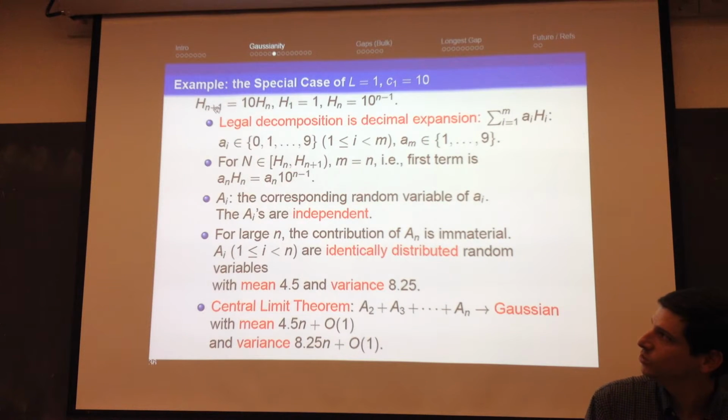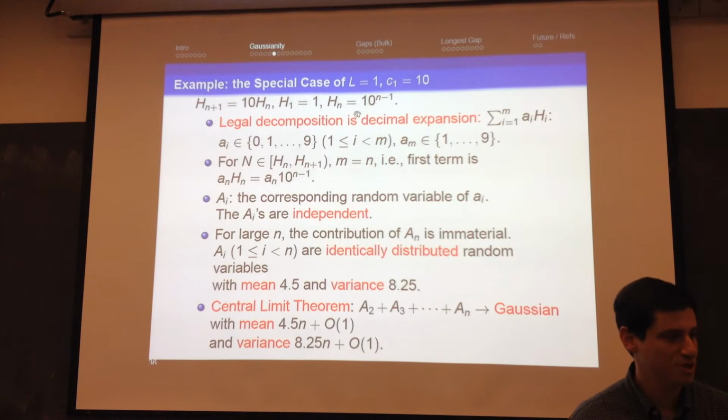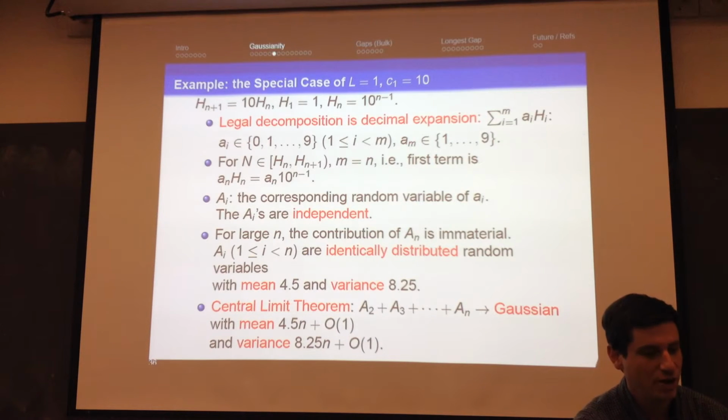Let's go back to what you've seen. Let h_{n+1} be 10 times h_n, and h_1 is 1. This is a very simple recurrence relation to solve. If each term is 10 times the previous, it's going to be 1, 10, 100, 1,000. My legal decompositions are just decimal expansions. So now you give me some number and I just write it in decimal. My coefficients in my expansion are how many times I have h_i, so all of my numbers are either 0 through 9, or if I'm the leading digit, 1 to 9.